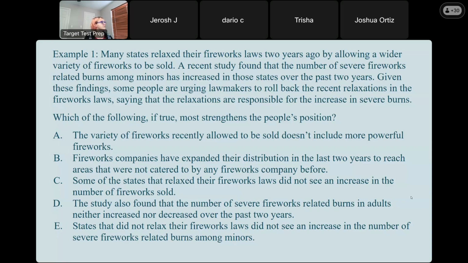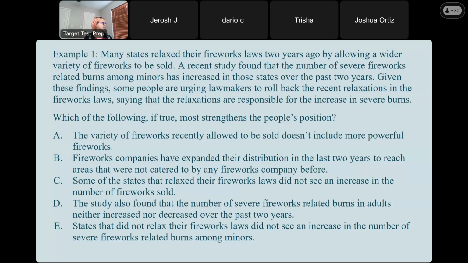C. Some of the states that relaxed their fireworks laws did not see an increase in the number of fireworks sold. Okay. Some is just not enough information. That could be like one of the states. And it could still be the case, given C, that the recent relaxations in the fireworks laws have led to these increases in firework related damage to minors. And so whether some of the states did or did not see an increase is just not specific enough to be helpful.